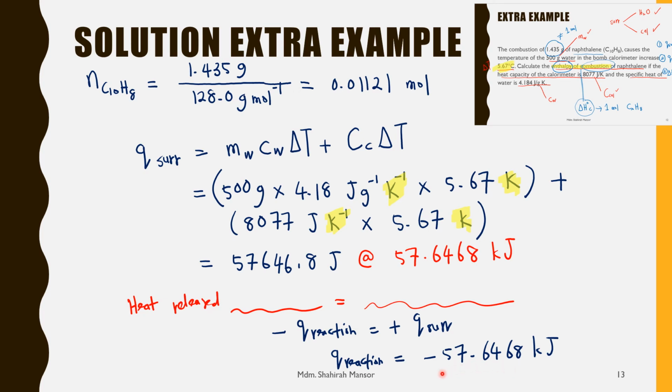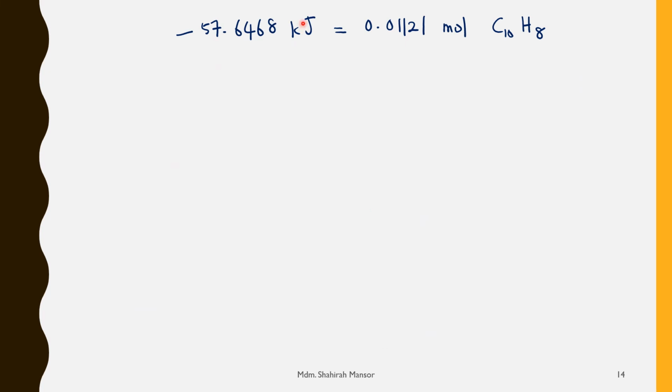So our next step is to find the enthalpy of combustion. Enthalpy of combustion refers to 1 mol of naphthalene burned. But this value now refers to 0.0112 mol of naphthalene burned. So we first make a proportion. From the value we found just now, this heat released is equal to 0.01121 mol of naphthalene burned. So the value on the left side is also equal to Q reaction. So we burn this amount of mol, and this is the heat that will be released.